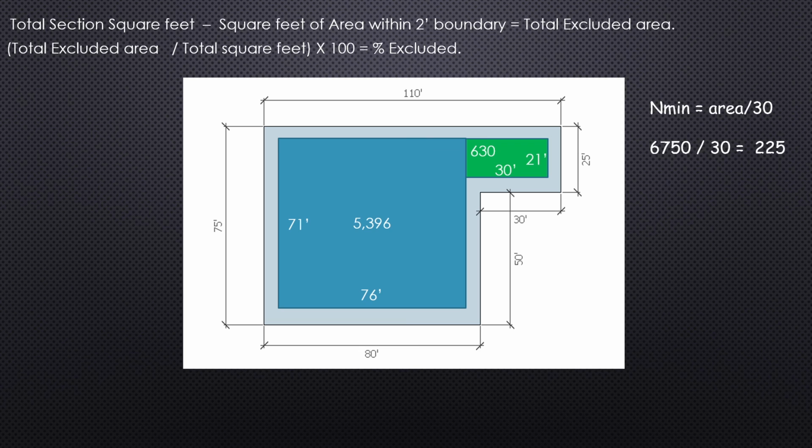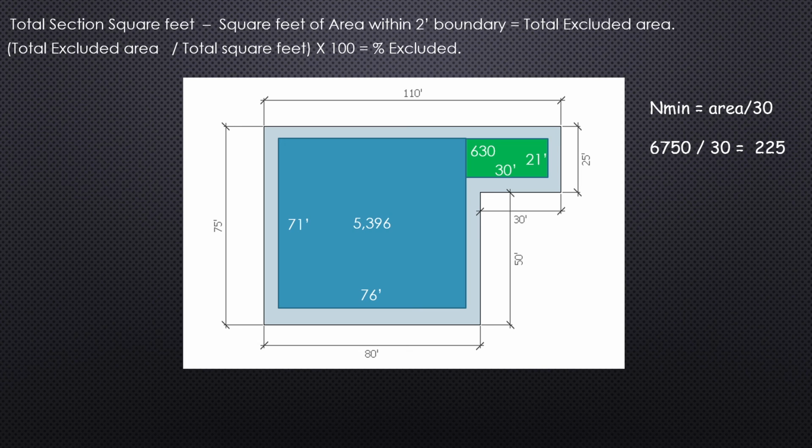Now, let's calculate our n-min. Remember, that value represents the minimum number of z-values that we need to collect for a section this size. And since the overall area is larger than 1,600 square feet, you can use n-min equals area divided by 30 to calculate your n-min. In the first example, with the small section, you would have to use 2 times the square root of the area to get n-min. That is because the area is less than 1,600 square feet. Now, in this example, 6,750 divided by 30 is 225. You need to collect a minimum of 225 z-values for this section size.